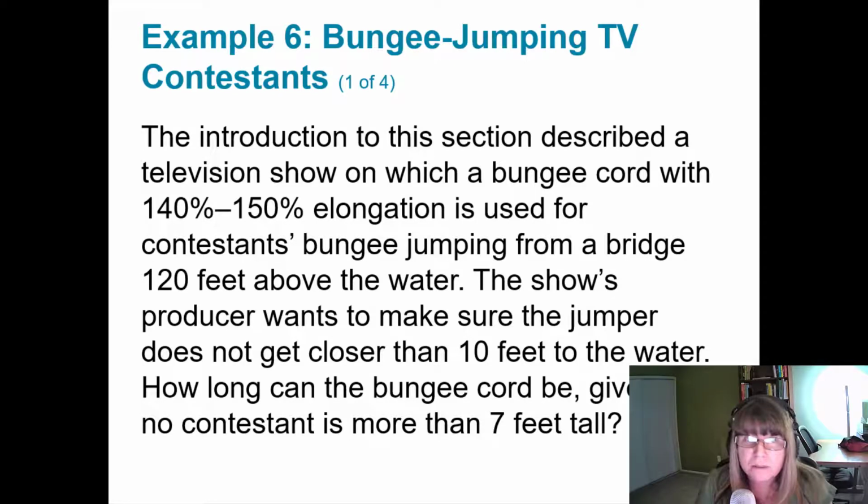The introduction to this section described a television show in which a bungee cord with a 140% to 150% elongation is used for contestants bungee jumping off of a bridge that is 120 feet above the water. The show producer wants to make sure that the jumper does not get closer than 10 feet to the water. How long can the bungee cord be, given that the contestant will never be more than 7 feet tall?